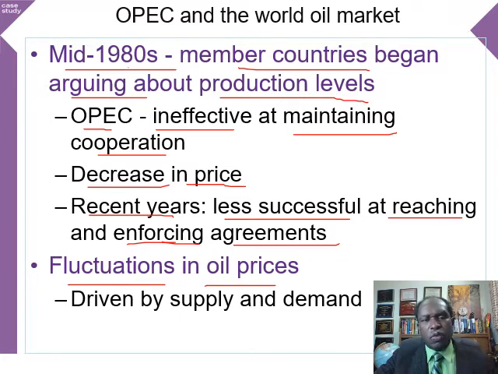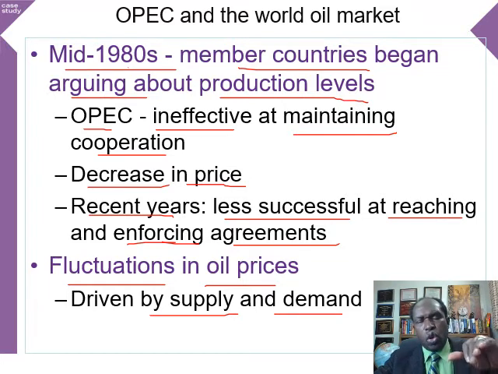This fluctuation was driven by supply and demand. When supply increases, the price will decrease. And demand also: in developed countries, you have a low season where people don't drive a lot, so demand is low. Then the price will also decrease in that sense.